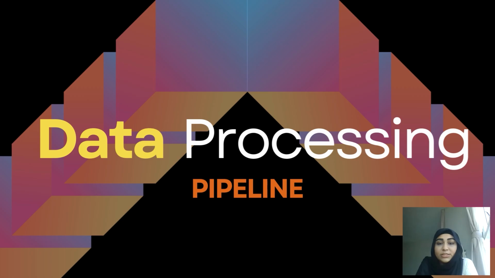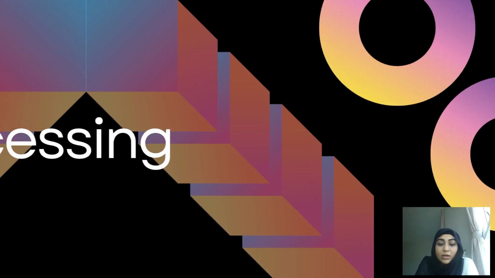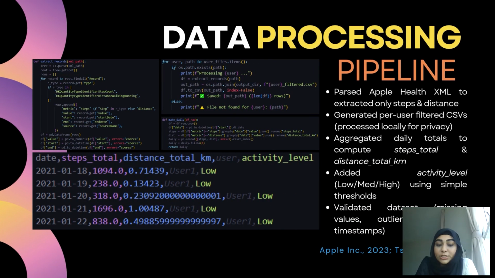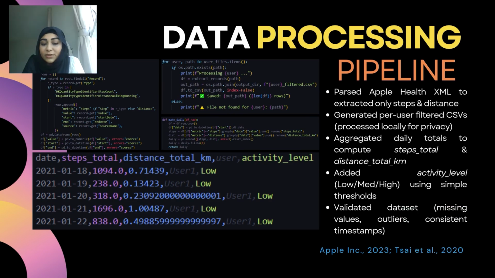The data processing pipeline. We processed everything locally to protect sensitive information. Our processing script merged all three users and aggregated the data into three final features: steps total, distance total, and a calculated activity level label: low, medium, high. This created our final data set, which was called the Combined Daily CSV.